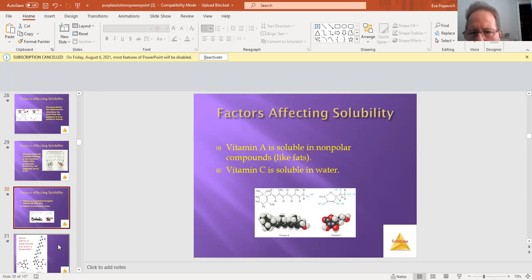you are going to have something that is going to be polar in character, and it is going to be more soluble in water. So if I'm looking at the characters of these two, you have vitamin A, which has a whole lot of carbons and hydrogens and only one little OH in it. So vitamin A is going to be soluble in fats. Vitamin C is going to be soluble in water because it has a whole lot of heteroatoms in it.